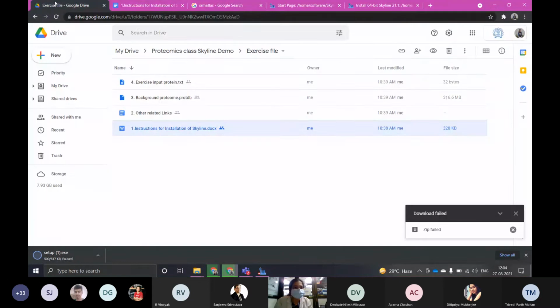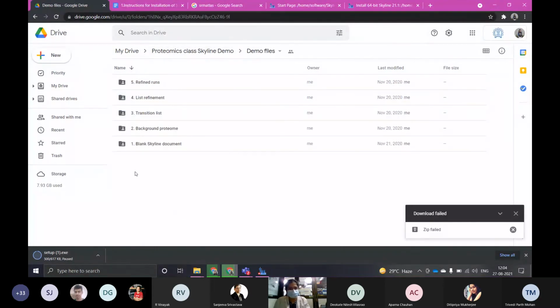Here you can see the demo files that you might have downloaded by now; we go step by step. Our aim for today was to make a transition list. To do that, first you need to understand how the software functions. Now we have downloaded and installed the software. You open a blank Skyline document in the proteomics interface, and I'll show you how to do that.